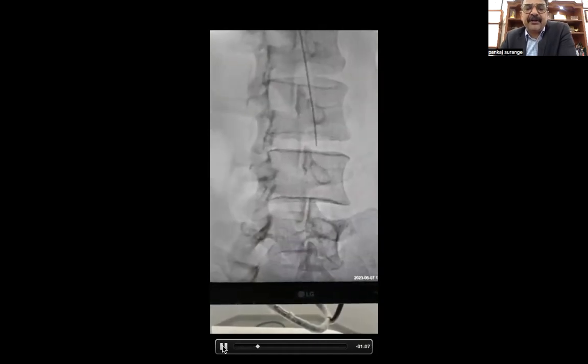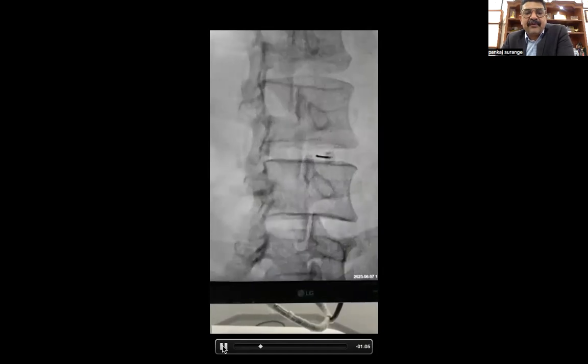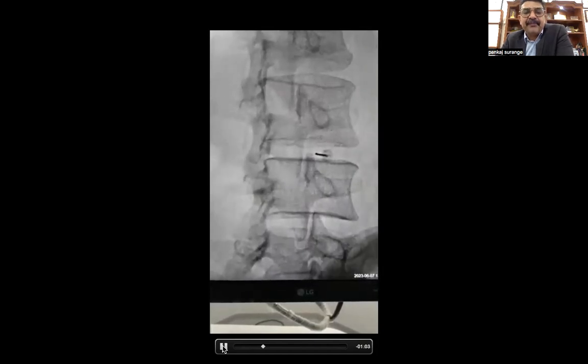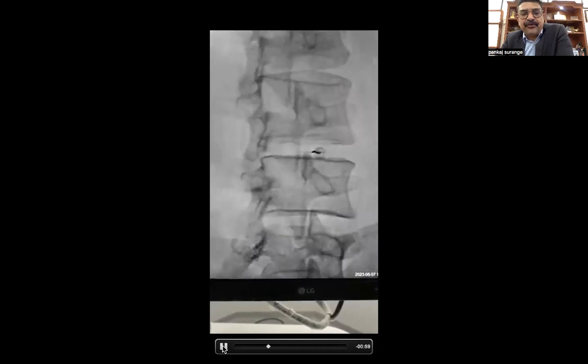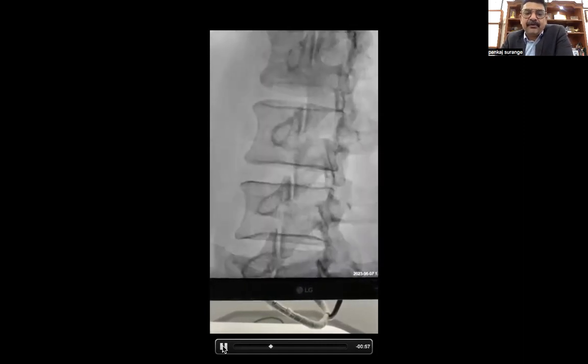Similarly, on the right side, I'm starting from the slightly lateral part of the SAP and going medially. This maneuver will help you in reaching the posterior part of the annulus. You don't want to target the center of the disc in this case.